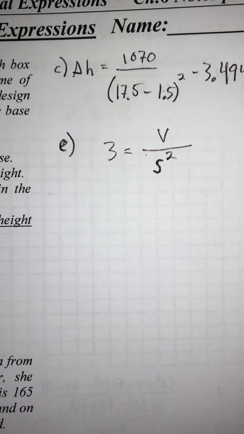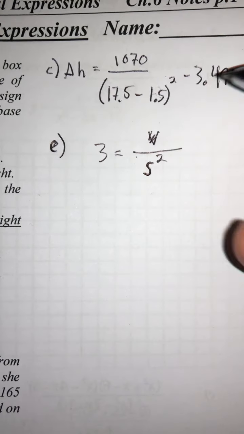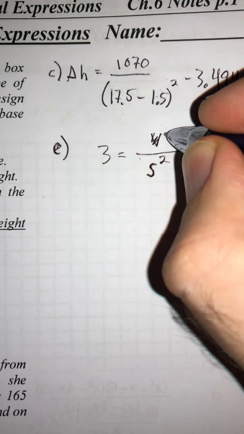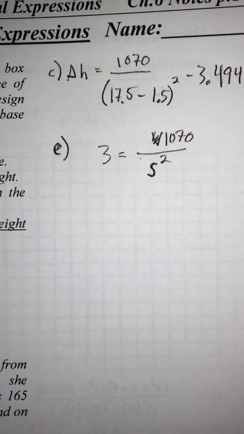That's all I need for this. So what is my side length? And I have the volume. Why did I put V? We've got 1070 in here because that's my volume.